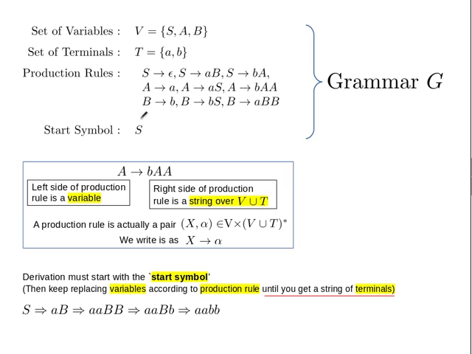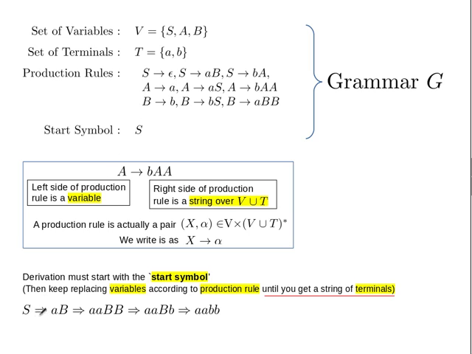And what is the start symbol? We have to start from something and then we can replace the symbols, right? So we start from this symbol S. In order to have a derivation, we have to start with some symbol, and this is always a specific variable here. That we call the start symbol. We always start with this S, and then we apply the production rules.